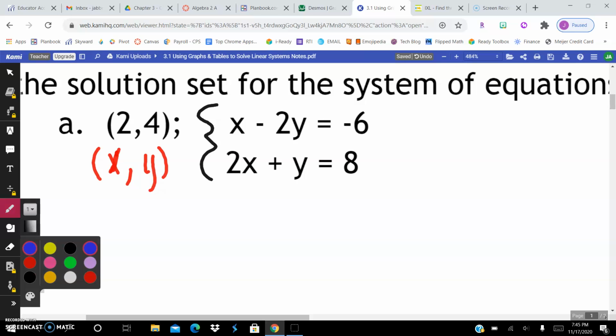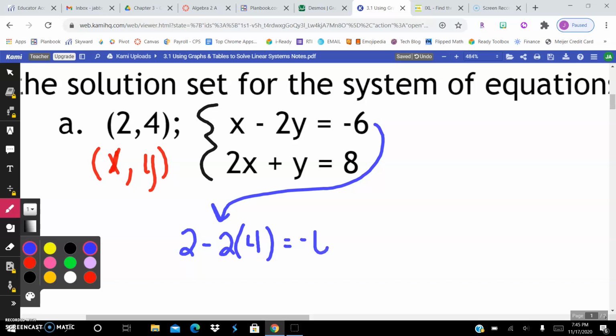So if I plug that in the first equation, we're going to have 2 minus 2 times 4 is equal to negative 6. This would simplify down to 2 minus 8 equals negative 6, and 2 minus 8 is negative 6. So it works in the first equation, so that's good. And then we have to test out the second equation.